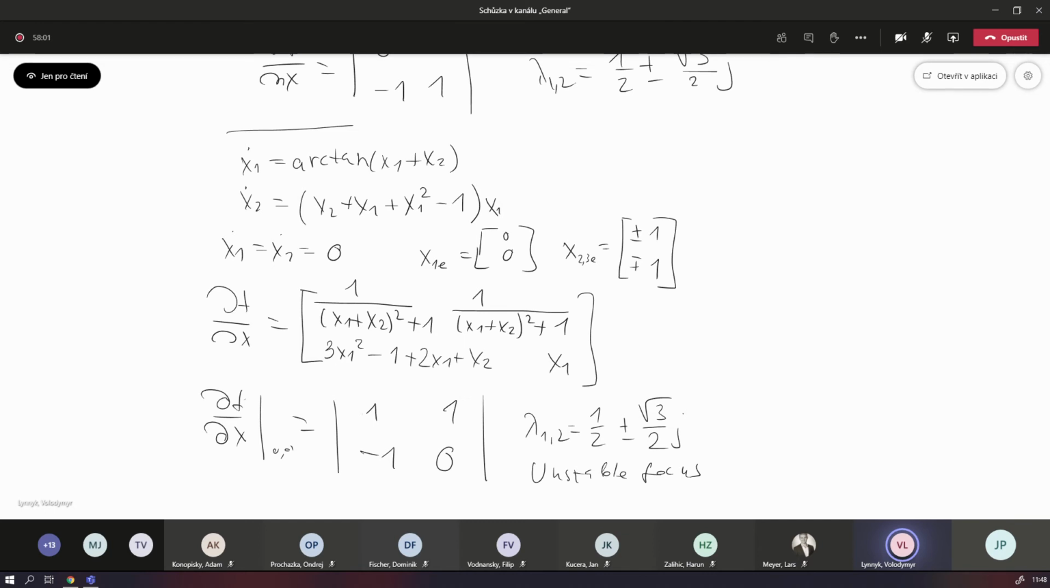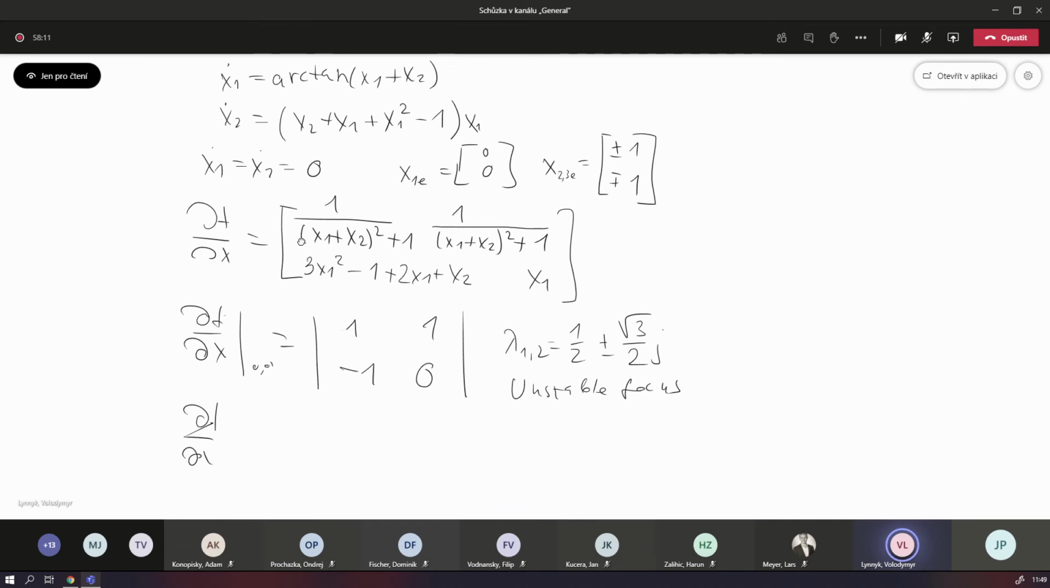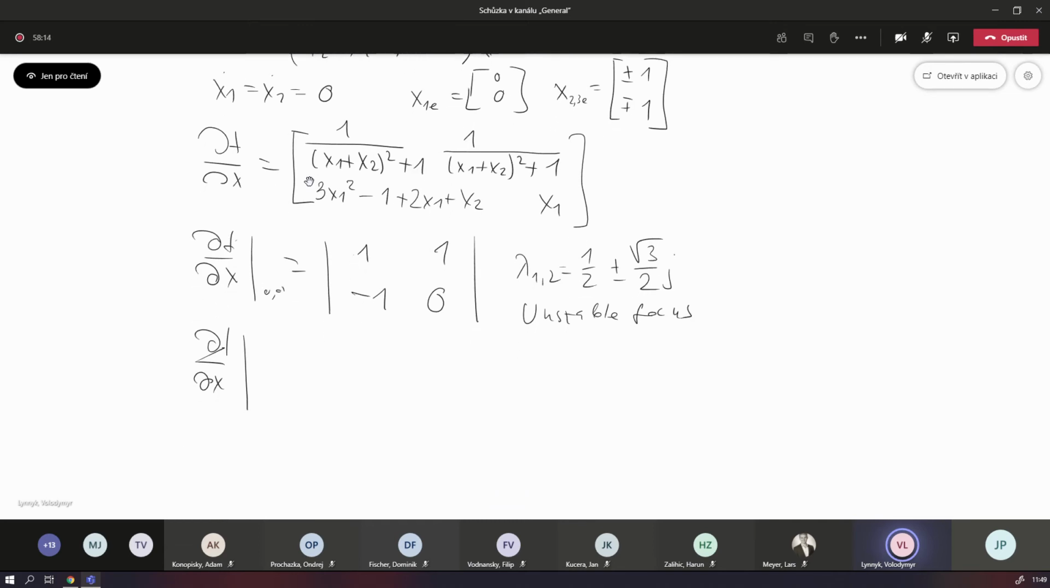Okay, and the second equilibrium point, df/dx in 1, minus 1 equal to 1, 1, and here it's 3 minus 1, 2 plus 2, 4, and minus 1 is 3. Here 3, and here it's x1 equal to 1.